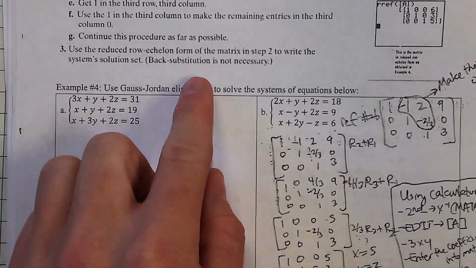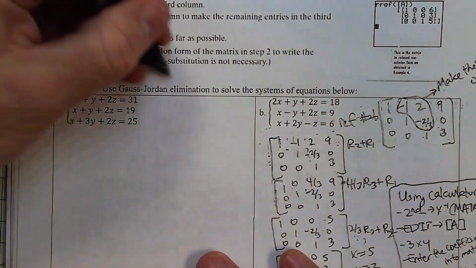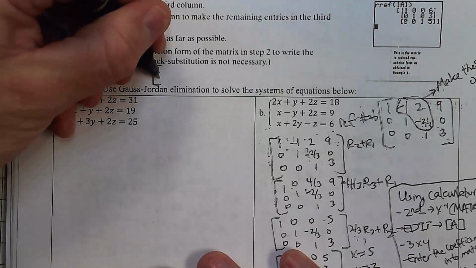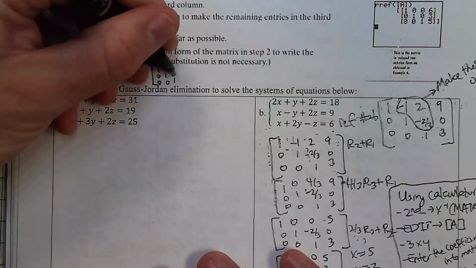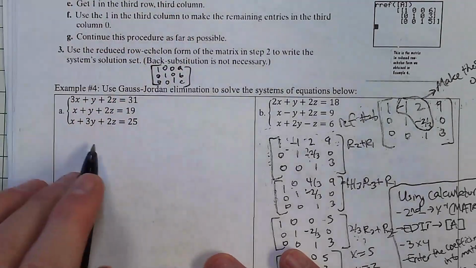So basically, when they ask for this, they want reduced row echelon form, okay? They want it to where it's ones diagonal, zeros below, zeros above. You have to write this down, but they want ones diagonal, zeros below, and zeros above, and then you have some numbers here called A, B, and C, okay?